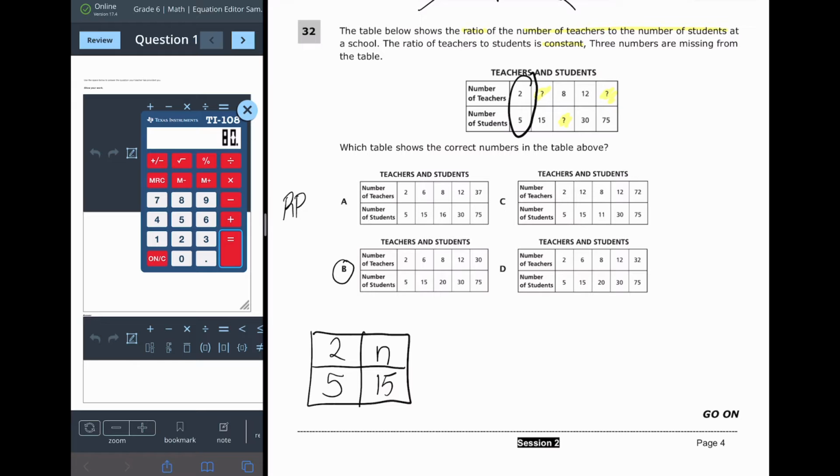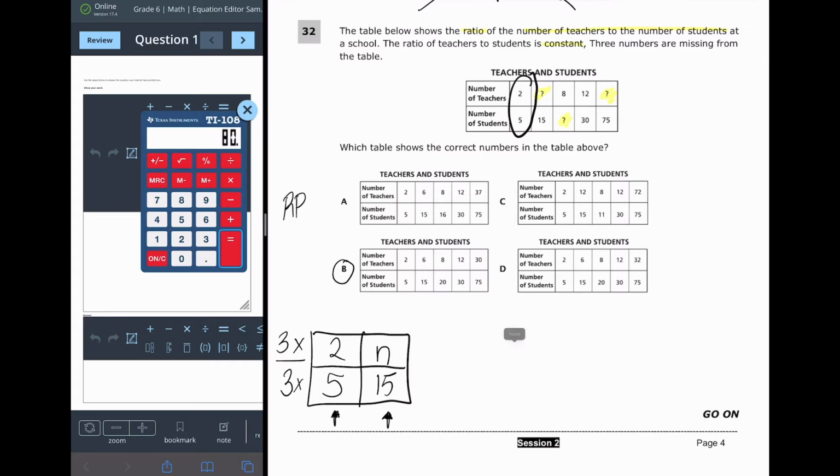I could do cross products. I absolutely could. But I also know something to be true. I can use my multiplicative relationships, meaning there's a number I can multiply this ratio by that will produce this ratio, and I know that that number would be 3. 3 times 5 makes 15, so I'm going to do the same thing on top. 3 times 2 makes 6.